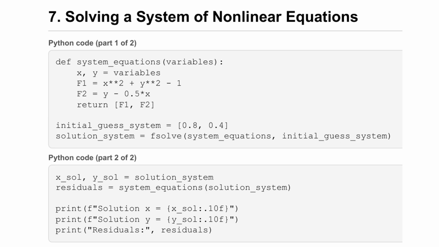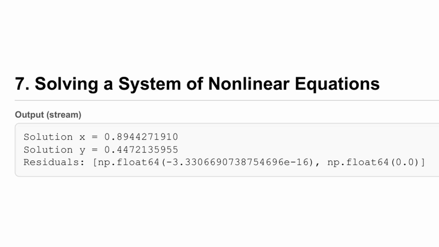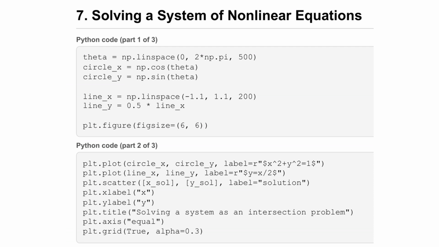for both equations. After providing an initial guess for both x and y, fsolve iterates until it finds values that satisfy both equations simultaneously. The solver identifies the solution at roughly x equals 0.89 and y equals 0.45. By printing the residuals, we can confirm that both equations in the system have been satisfied to a very high degree of precision. Visualizing the system helps confirm our numerical work.